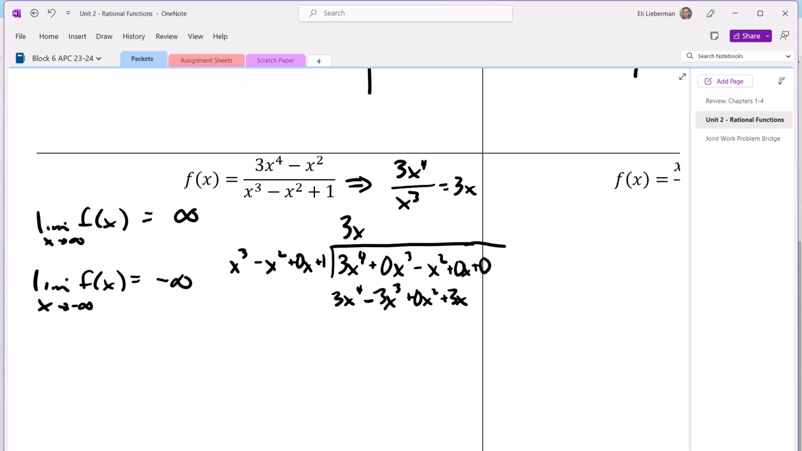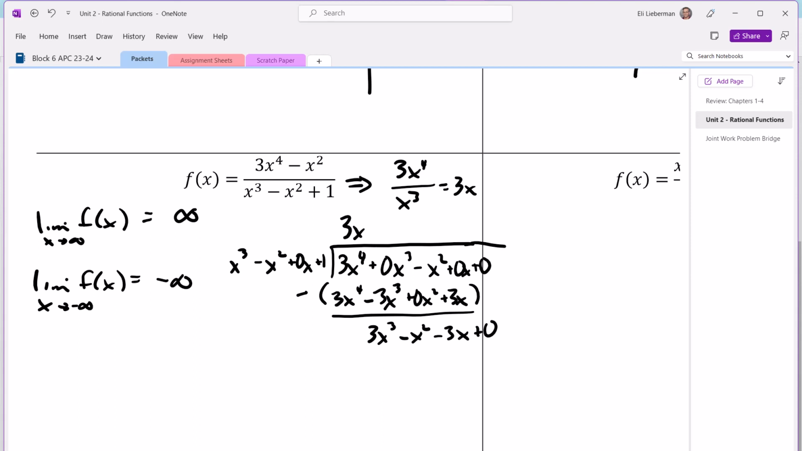I think we're okay. But the next step is to do what? Subtract. It's exactly the division that you remember from elementary school on steroids. We have x's involved here, so we subtract. So this becomes 3x cubed minus x squared minus 3x. Don't forget to bring down the 0.